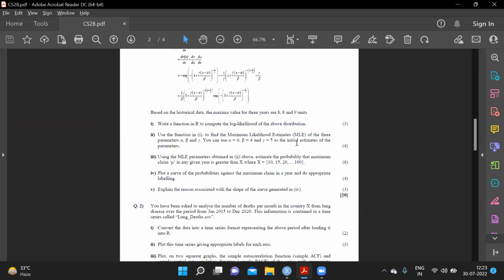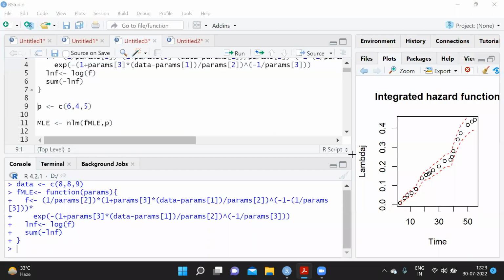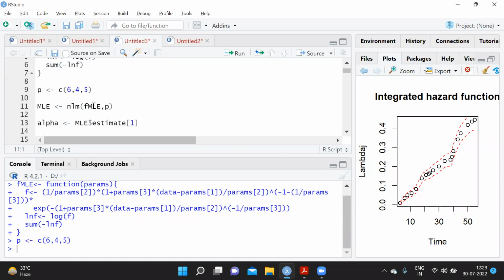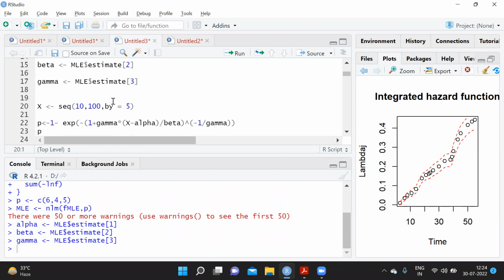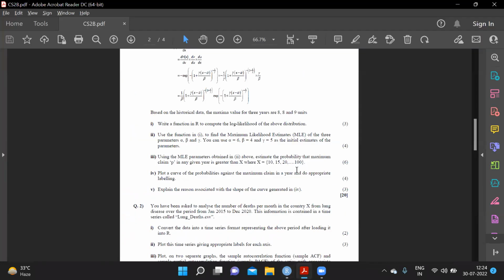In the next part, they've said use the function in part 1 to find the MLE of the 3 parameters alpha, beta, and gamma. You can use alpha equals 6, beta equals 4, and gamma equals 5 as initial estimates. We can store the MLE using nlm of FMLE, comma P, and then get the values of alpha, beta, and gamma using MLE$estimate[1], MLE$estimate[2], and MLE$estimate[3].